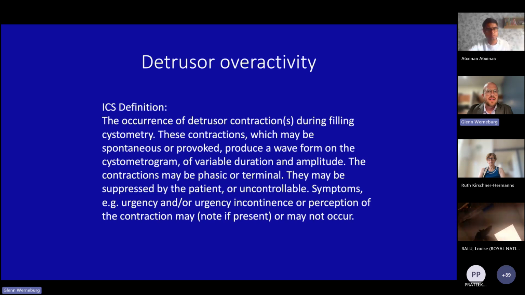So detrusor overactivity is another consideration for risk stratification. The occurrence of detrusor contractions during filling cystometry. These contractions, which may be spontaneous or provoked, produce a waveform on the cystometrogram of variable duration and amplitude. The contractions may be phasic or terminal. They may be suppressed by the patient or uncontrollable. Symptoms, for example, urgency and/or urgency incontinence or perception of the contraction, may or may not occur.